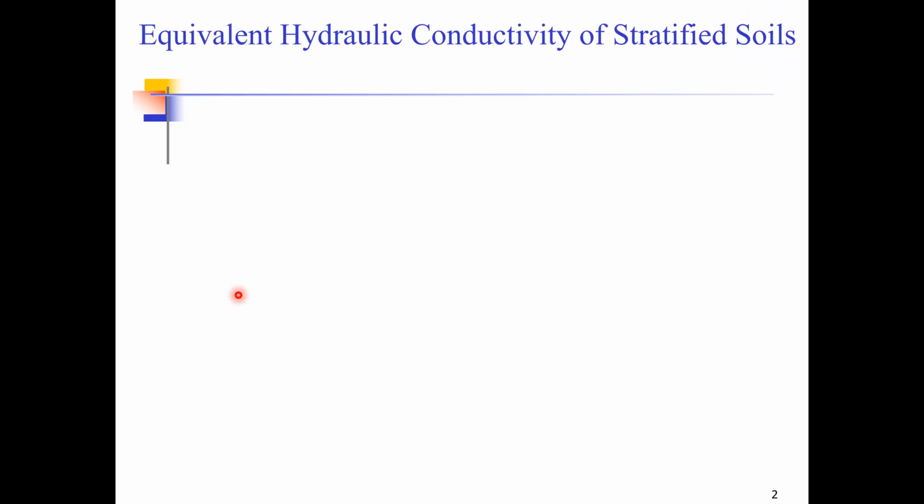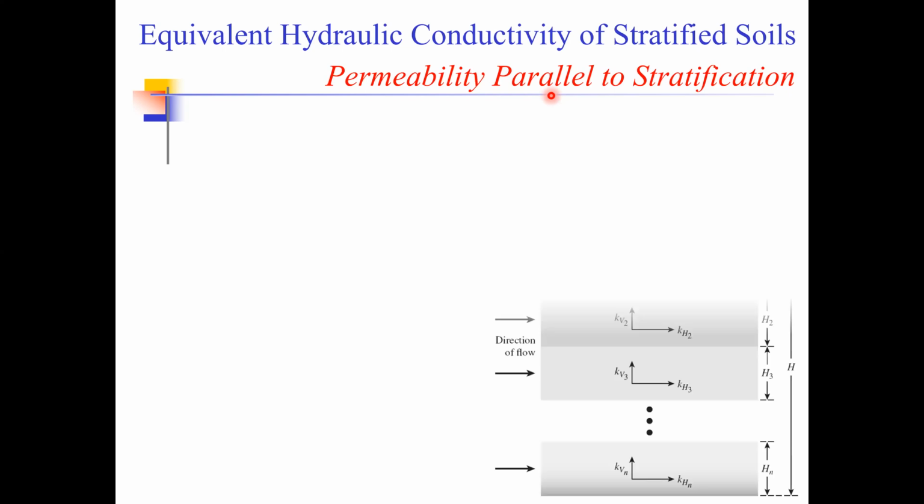When we talk about stratified soils, we generally have two cases. This is something that we have touched upon previously as well: the water can flow in any soil either parallel to the stratification or perpendicular to the stratification. So let's look at the case of water flowing parallel to the stratification first and see how an equivalent hydraulic conductivity, or an equivalent permeability, can be evaluated for such a case.